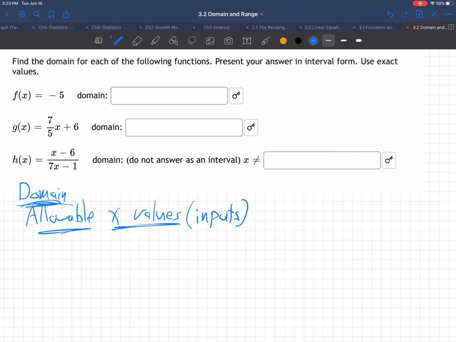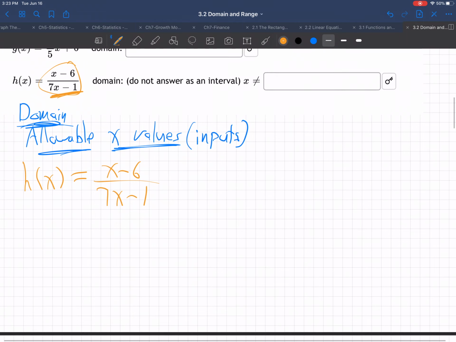Now you might wonder, well, why not? Why can't we plug in? That's a great question, and let's do them backwards. Let's start with this one. What is not allowed to be plugged in to that function? You might think, well, you plug anything you want in. Well, actually, no. Do you know that the denominator cannot be 0? That's one of the two things we look at. Whenever we do domain, we say denominators cannot equal 0.